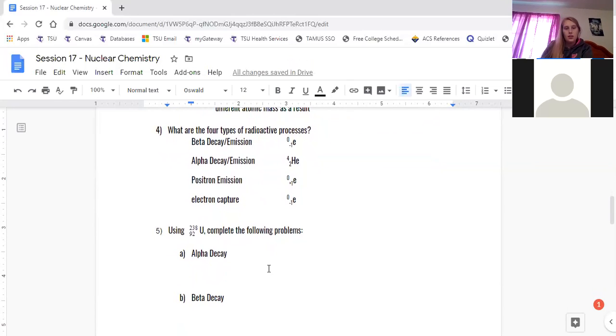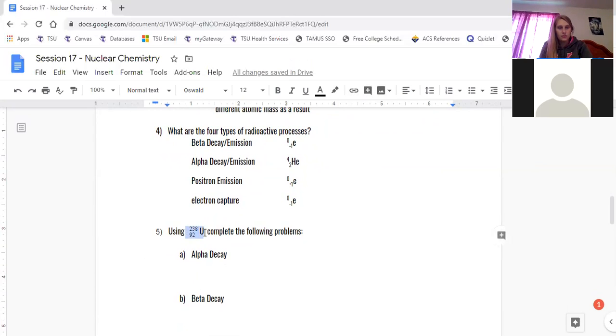Using uranium-238-92, complete the following problems. So we're going to have alpha decay. So alpha decay, what this means is we're going to start out with this.